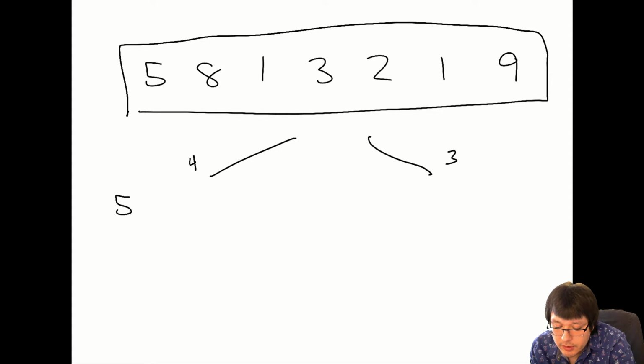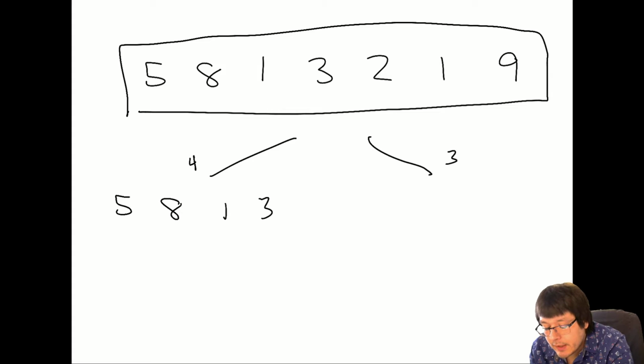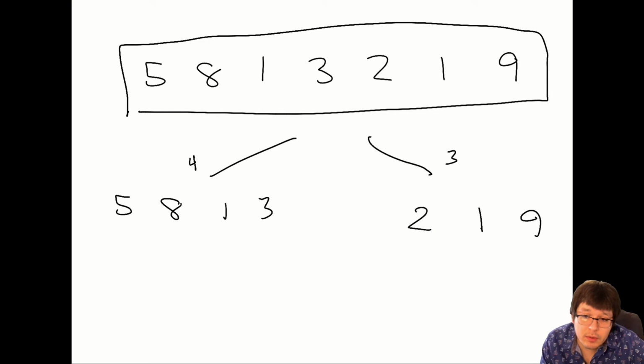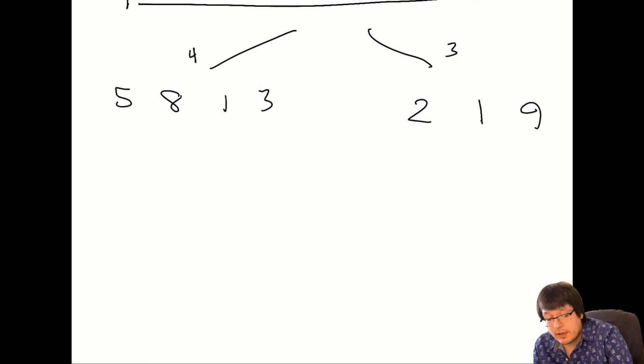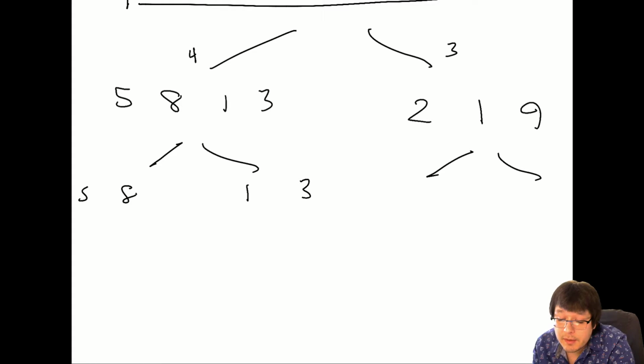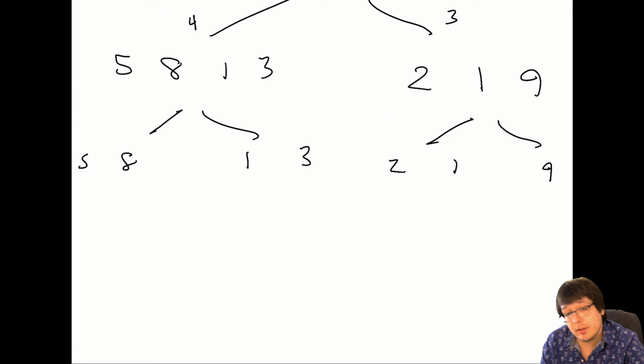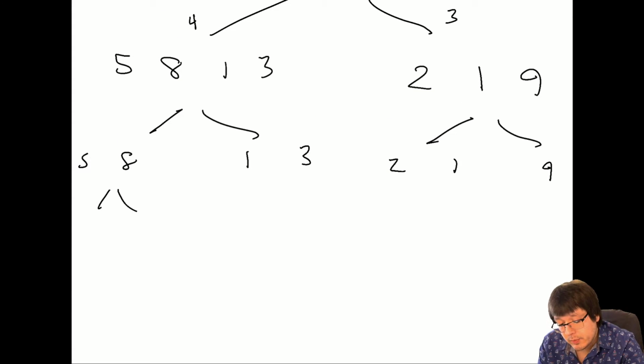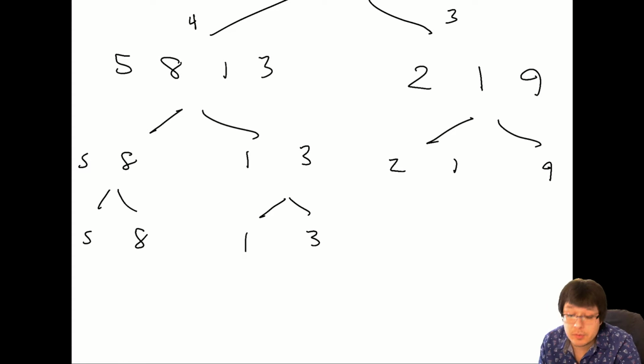So the first 4 items are going to go here, 5, 8, 1, 3. And then over here, we're going to have 2, 1, 9. Okay? Cool. What do we do now? The exact same thing. We keep splitting it until we get to individual items. So in this scenario here, we're going to split this into a list of 5 and 8 and 1 and 3. And here again, it's uneven. So we're going to put 2, 1 here and then 9 here. We still got to split it one more time, technically. We split 5 and 8 into individual lists of size 1.